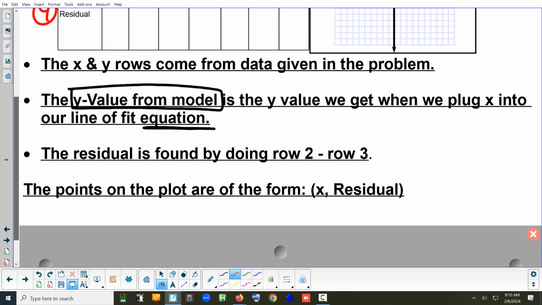Okay. Does everybody have what goes on the 4 lines in their guided notes?